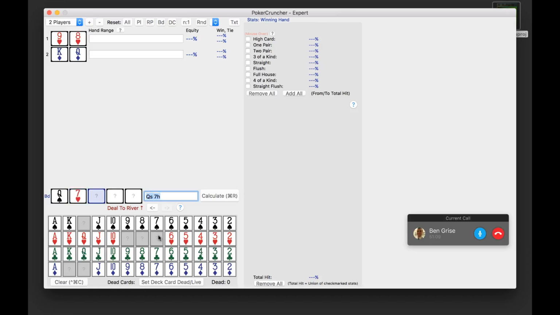Got the Queen of Spades, 7 of Hearts, Deuce of Clubs, and we'll give you the 6 of Hearts. So you picked up a straight flush draw. You have Poker Cruncher deal to the river, click calculate. You're going to improve to the best hand 34% of the time.